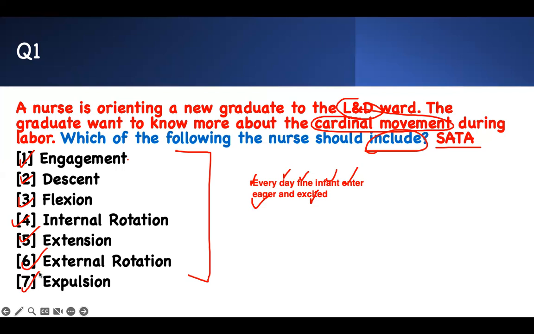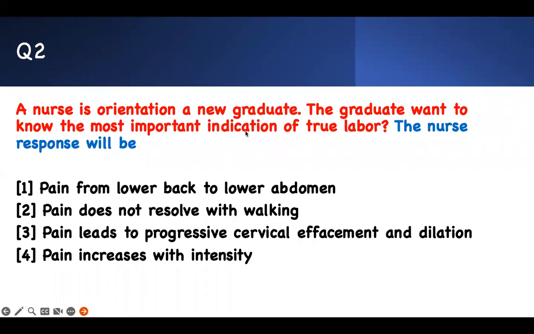Everything makes sense, right? They're engaged in a narrow pelvis. They've got to go down, they descend, flex to make their body small, and they make it smaller by internally rotating. Then when they come out from the smaller area to the bigger area, they extend to show themselves, they externally rotate, and then they pop out like candy. Number 2.